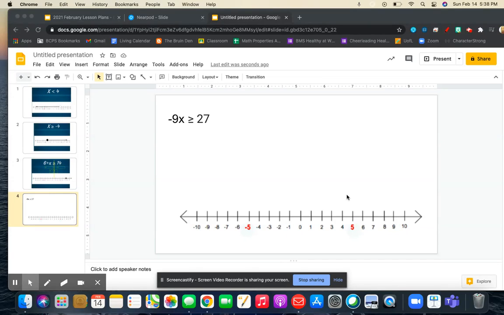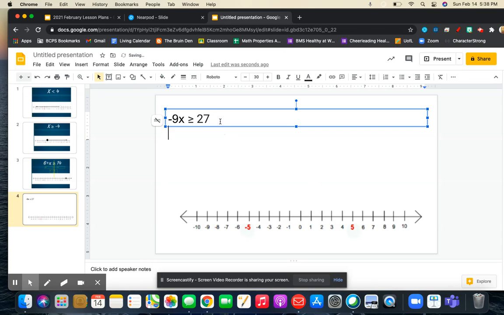Alright, so I said there was one instance when your inequality is going to flip the side, and that happens only when you are dividing by a negative. So if this was just 9x is greater than or equal to 27, it wouldn't change. If this was x minus 9, it wouldn't change. If it was x plus 9, it wouldn't change. If we had x over negative 9, it would not change. Only when we are dividing by a negative is your inequality going to flip, and I will tell you why.